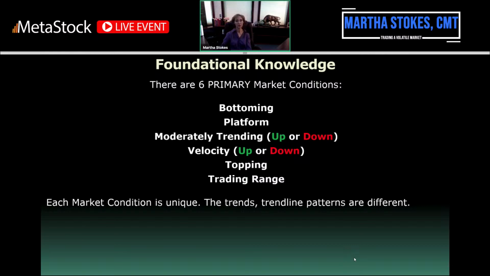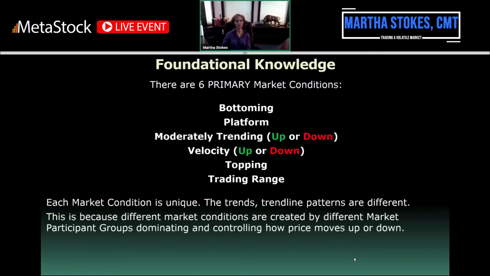Each market condition is unique. The trends, the trend line patterns, stair step, runaway, that type of thing are different in the different market conditions. Platform market is all sideways. This is because different market conditions are created by different market participant groups dominating and controlling how price moves up or down. On any given day, at any given time, someone is in control of price.